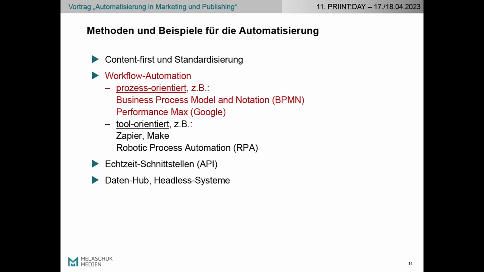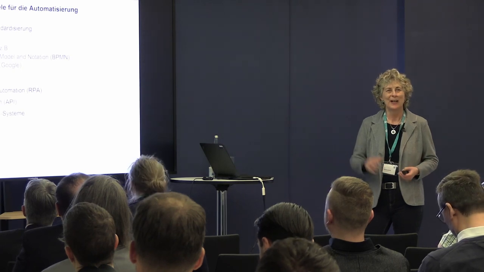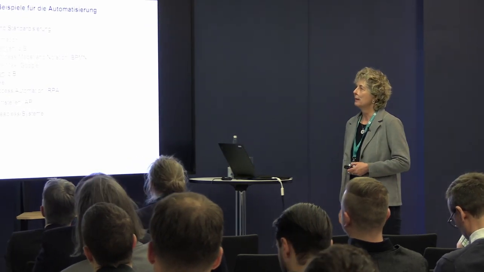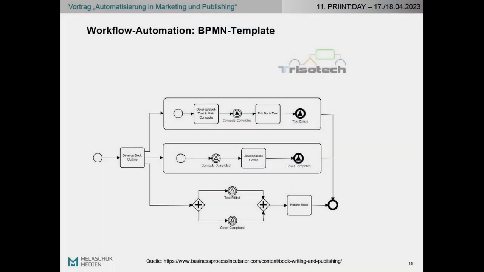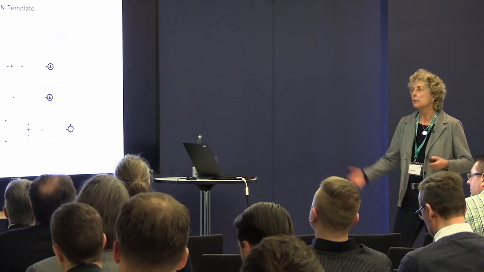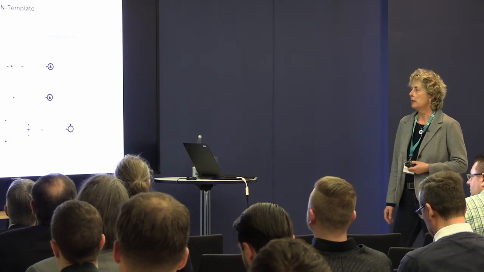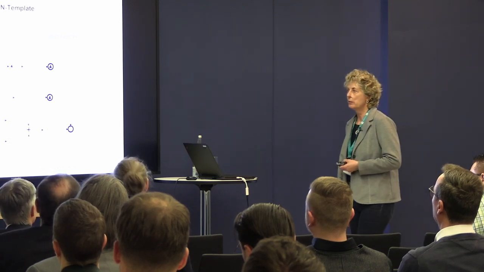This brings us to the next point, workflow automation, and I've broken it down into process-oriented and tool-oriented. Of course, there is no process-oriented automation without tools, nor the other way around, but just to describe the focal points. An important point for workflow automation can be BPM, business process modeling. This is based on an ISO standard, and either on BPN basis or based on in-house developments, such workflows are used in the tools in order to control processes in a more or less automatic way.